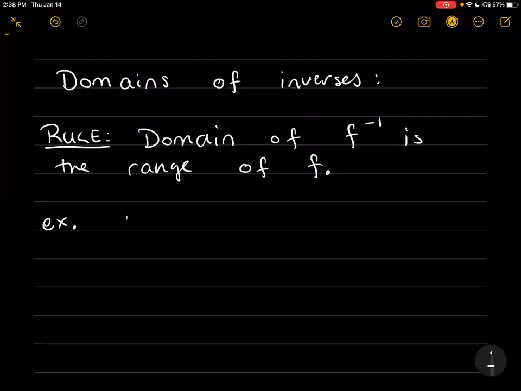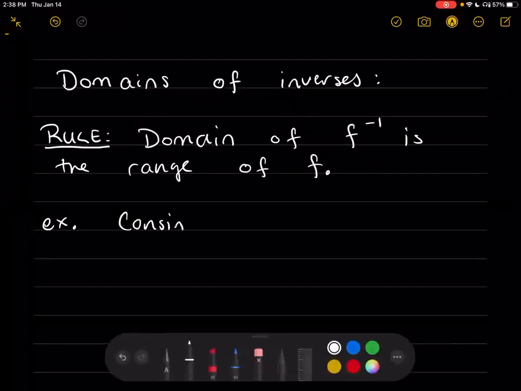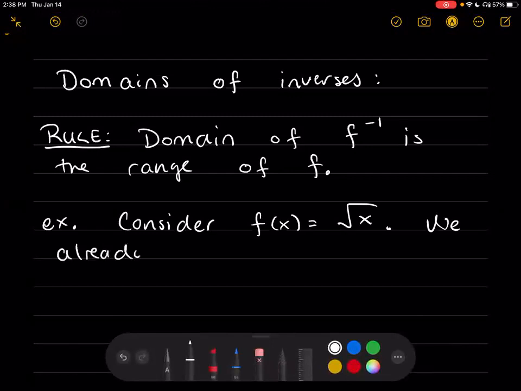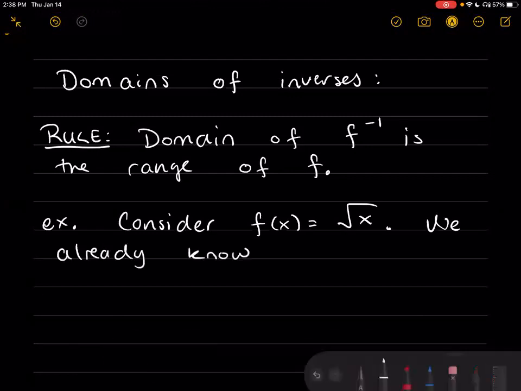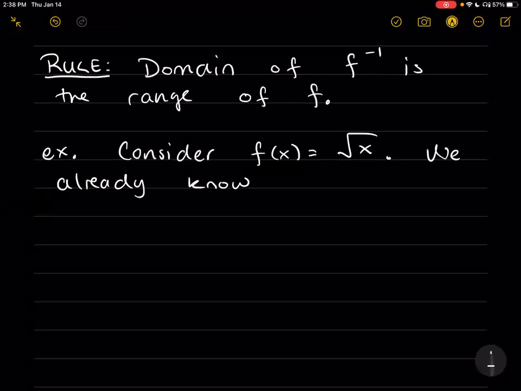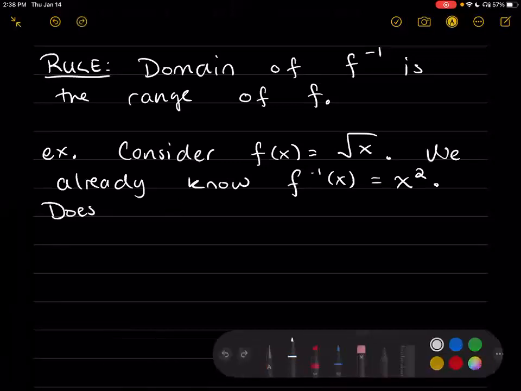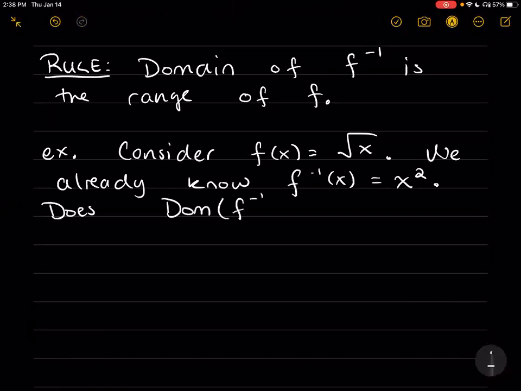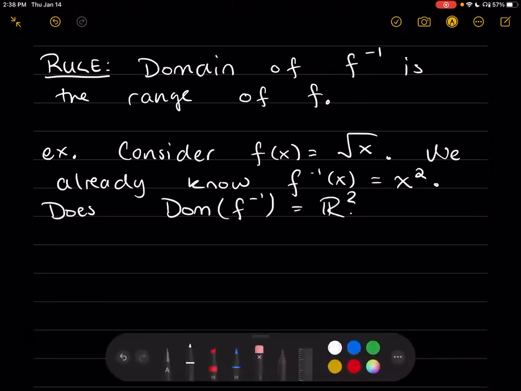So our first example, let's consider f of x equals the square root of x. Fairly simple, we've seen this before. And if you didn't know this, you can go ahead and just calculate it. It's not terribly difficult, but the inverse of this is just going to be x squared. So the question is, does the domain of the inverse equal all of R? Sorry, that should be a question mark.